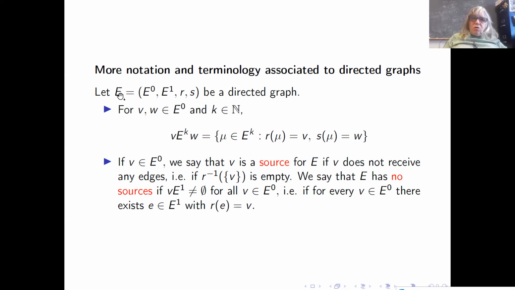And then given a directed graph and a vertex V in that graph, we say the vertex is a source if V does not receive any edges. That means that the inverse image under the range map of V is empty. Well, we're not really interested in that case. That causes problems in our setup. So we say E has no sources if we don't have a source. So you have to have at least one edge that goes into V, has V as its range. So we don't want that.